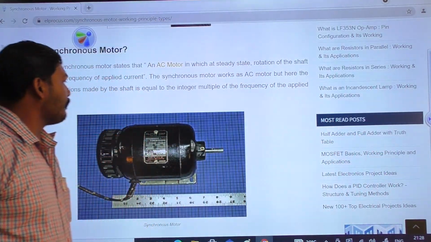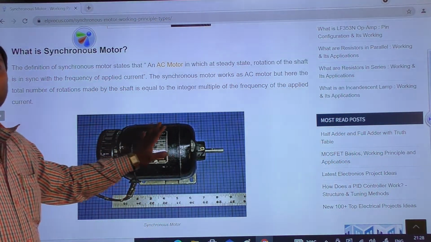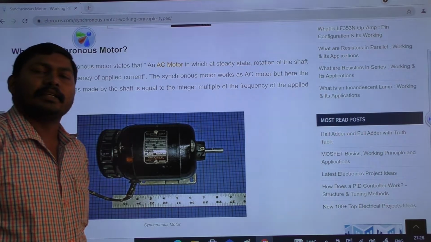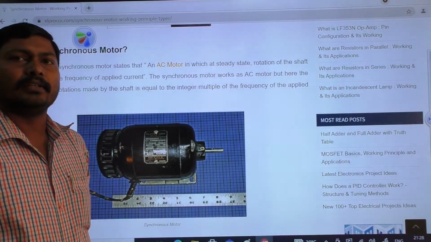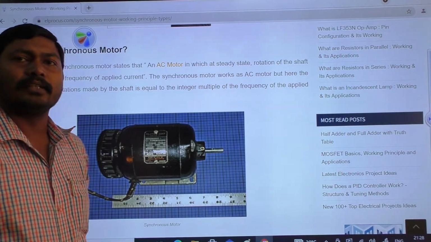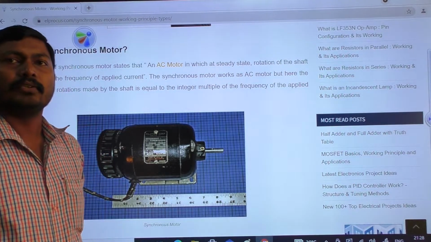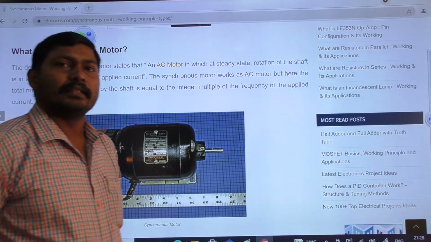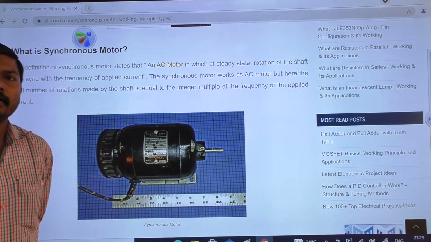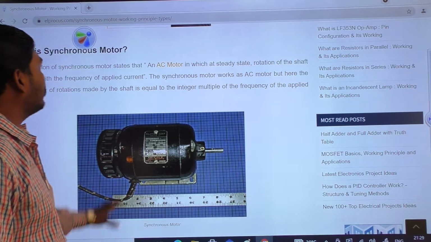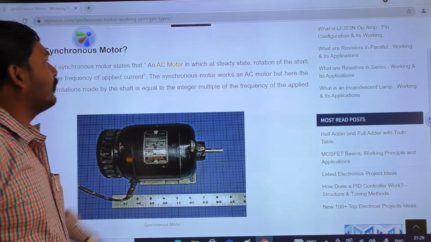Now after starting, this synchronous motor will run at synchronous speed, and it will run only at synchronous speed, otherwise it will never run. So this motor has the speciality that either it runs at a synchronous speed or not at all. Now let us understand the theory of what has been written over here.